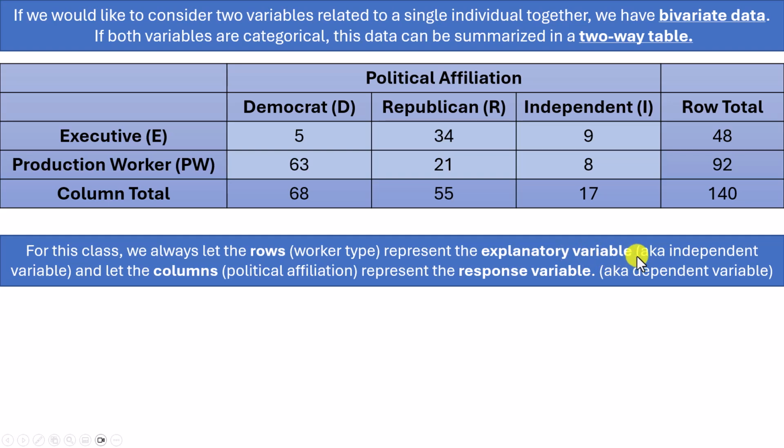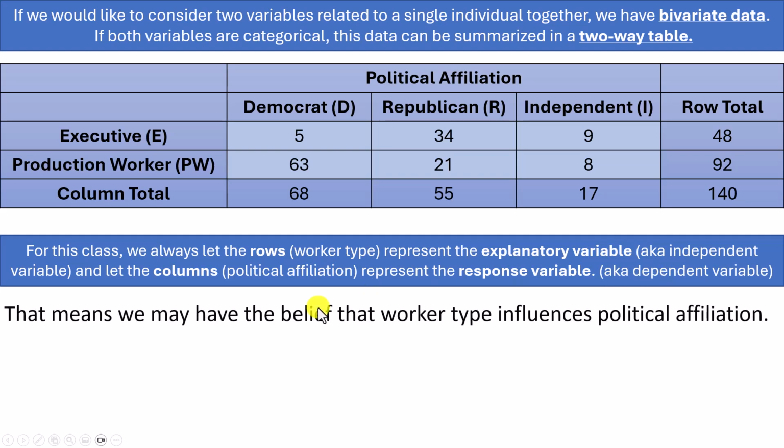In this class, we will always let the rows, in this case worker type, represent the explanatory variable, also known as the independent variable, and we will let the columns, in this case political affiliation, represent the response variable, also known as the dependent variable. This means that we may have the belief that worker type has some sort of influence on political affiliation. For example, we may have the belief that executives are more likely to be Republicans than production workers.